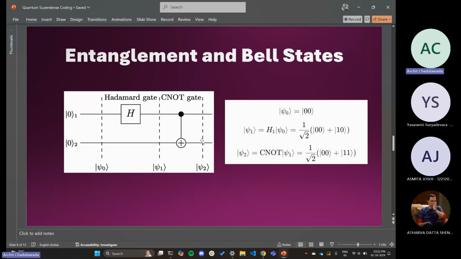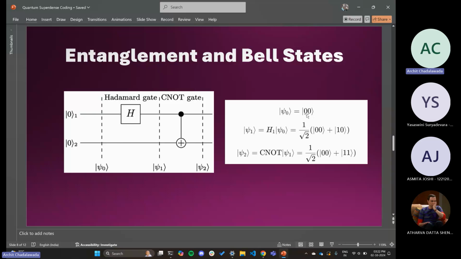And this is the circuit for creating a Bell state. That is, you first apply a Hadamard on the first qubit, followed by a CNOT gate with the first qubit as the control and the second qubit as the target bit. And if we do the math here, we see the initial state, which is phi 0, will be ket 0, 0, because both the qubits are 0. After applying the Hadamard gate on the first qubit only, the second state of the circuit, which is phi 1, will be represented as 1 by root 2 into ket 0, 0 plus ket 1, 0. Why? Because the second qubit is 0 in both cases, because we didn't apply anything on that.